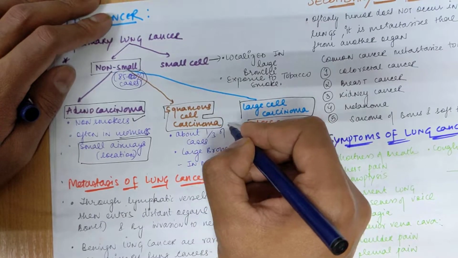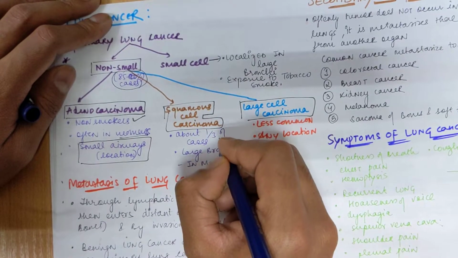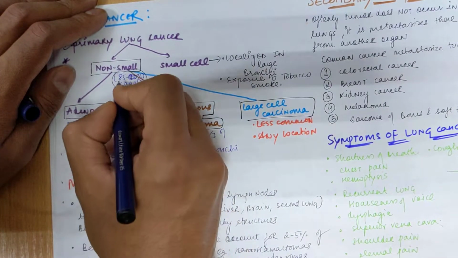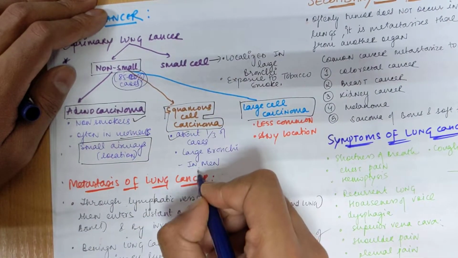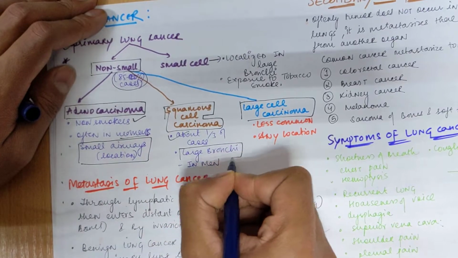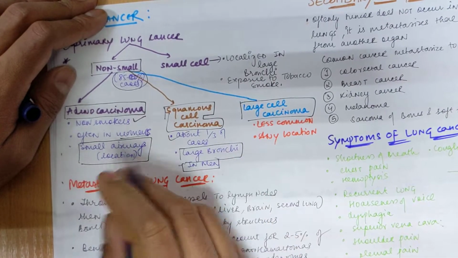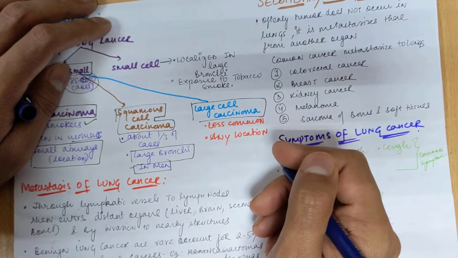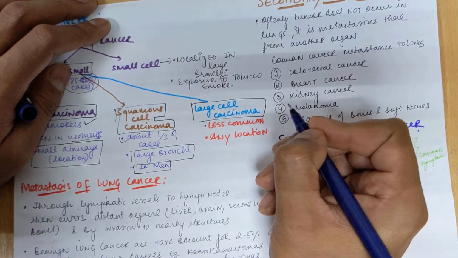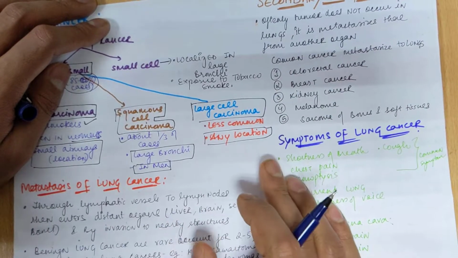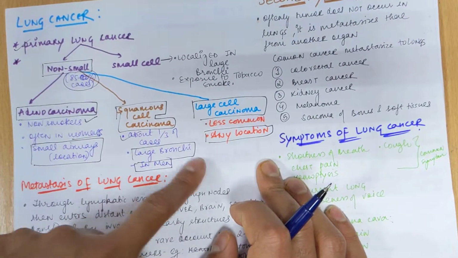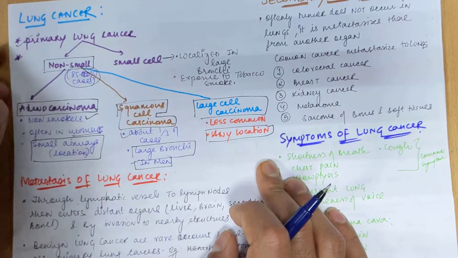Second is the squamous cell carcinoma. It makes up about one third of the cases of total non-small cell carcinoma, that is, out of 85%, one third carries to the squamous cell carcinoma, and it occurs mostly in the large bronchi and is most common in men. Large cell carcinoma is less common, and it can be present at any location. So these are the three types of non-small cell carcinoma of lung.